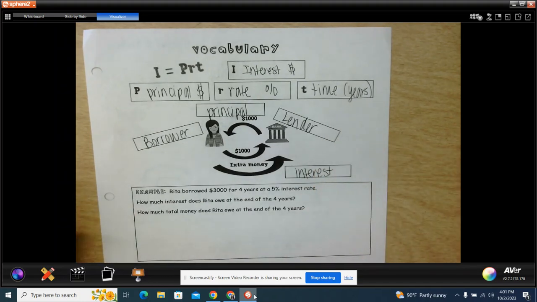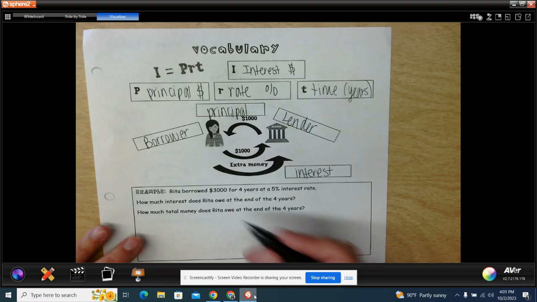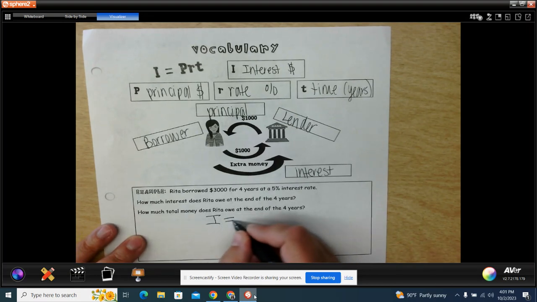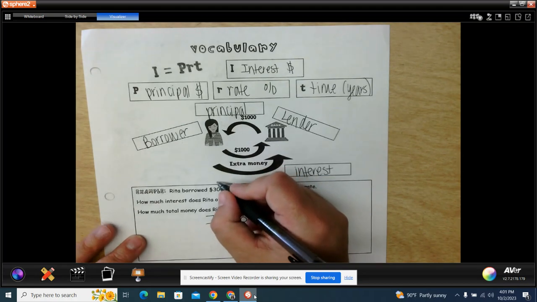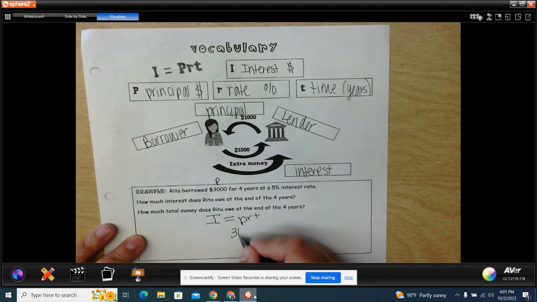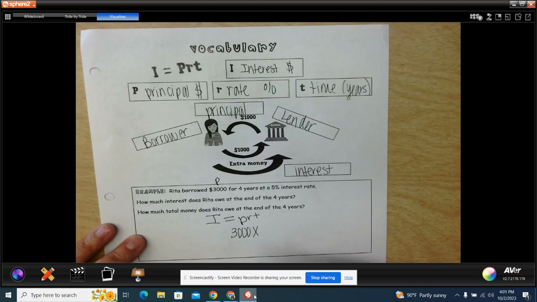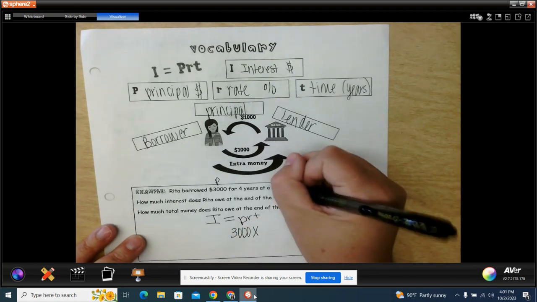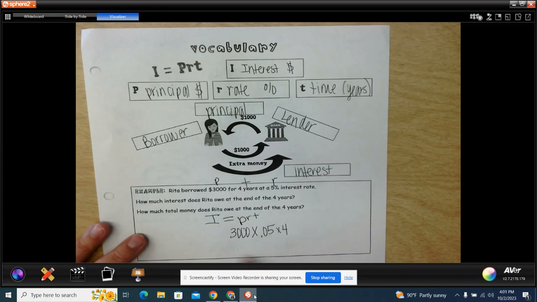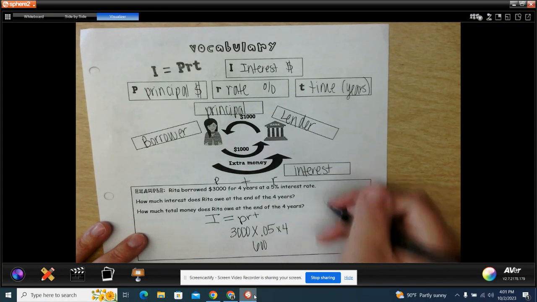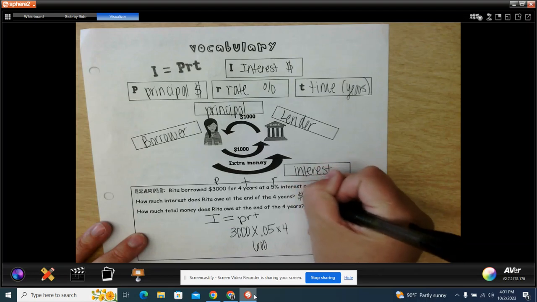Rita borrowed $3,000 for 4 years at a 5% interest rate. So we're going to use I is equal to PRT. P is our principal, which is $3,000, times our rate. Since all of our letters are next to each other, we're multiplying. Our rate is 0.05, and T is 4. So we multiply 3,000 times 0.05 times 4, and we get $600, which is the interest that she has to pay back.